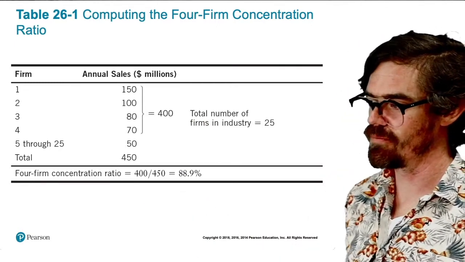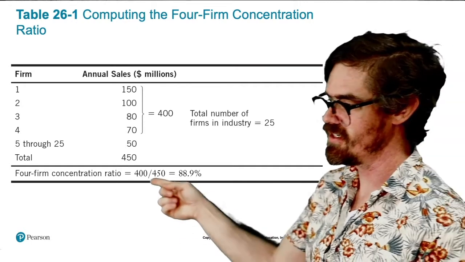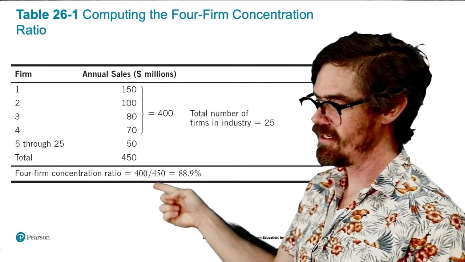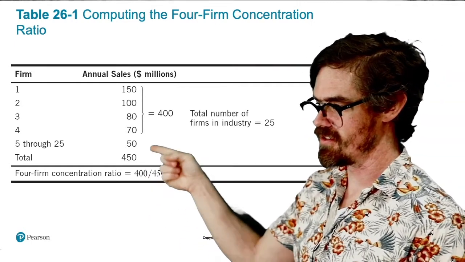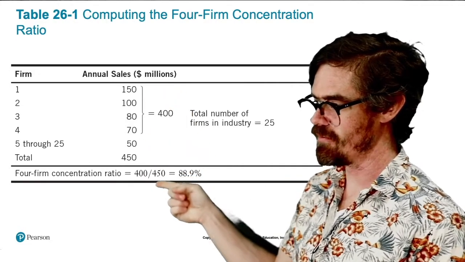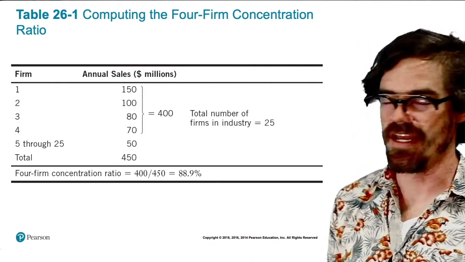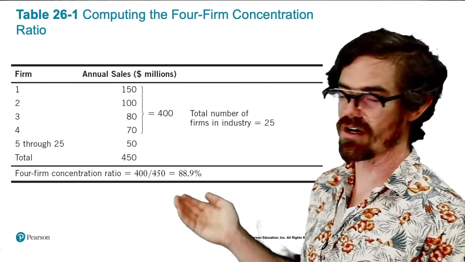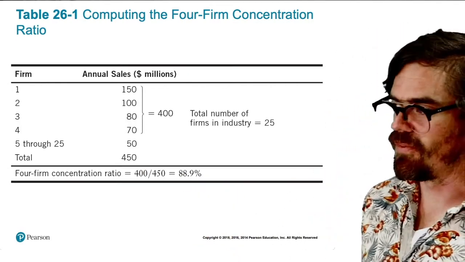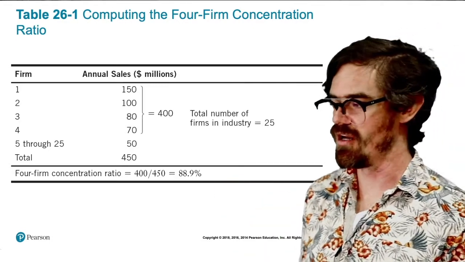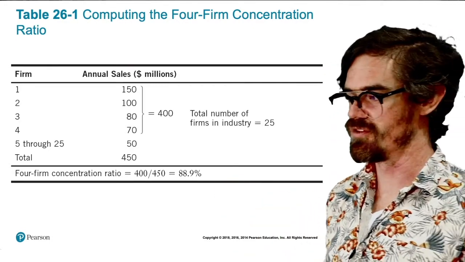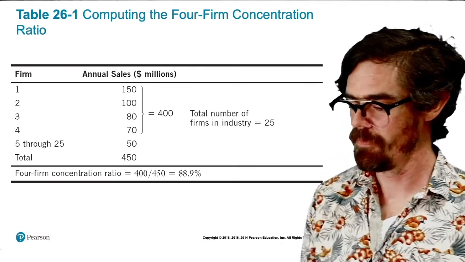So the 4-firm concentration ratio in this case is calculated as 400 divided by 450. 400 is the top 4 firms' sales, divided by 450, which is the total industry sales, and that gives us almost 89%. So this would be more concentrated than the previous example we saw with broadband services, where it was around 64% concentration.